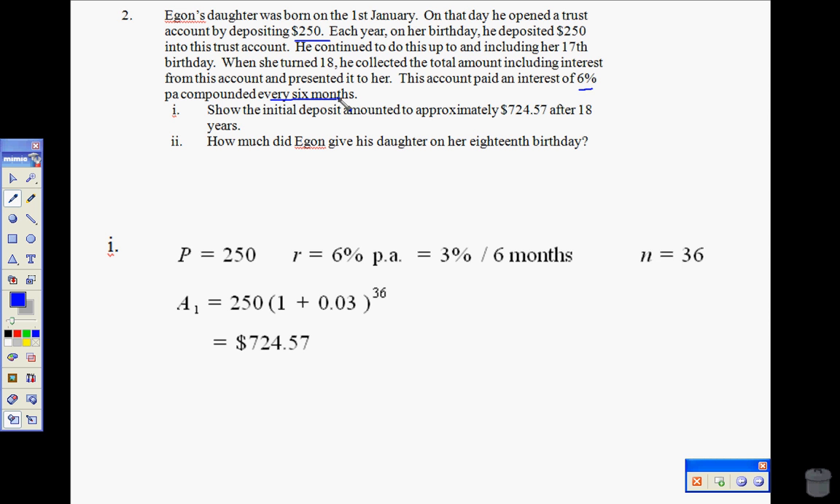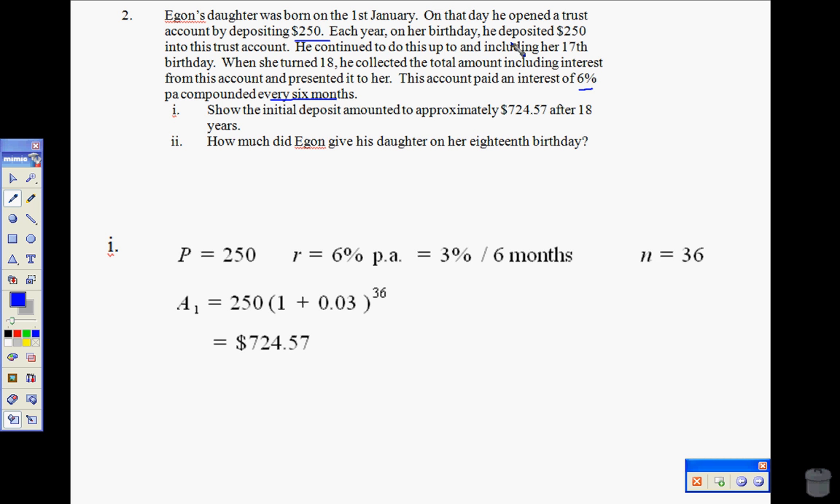So he's only depositing yearly, but the interest is being calculated every 6 months. So this is where someone who uses the formula will more than likely get it wrong, because you're not getting the subtleties. You're not going to pick up the correct amount of investments and the correct amount of terms, because the number of investments and the number of terms are different. A lot of times they're the same, and that's where formulas are okay.